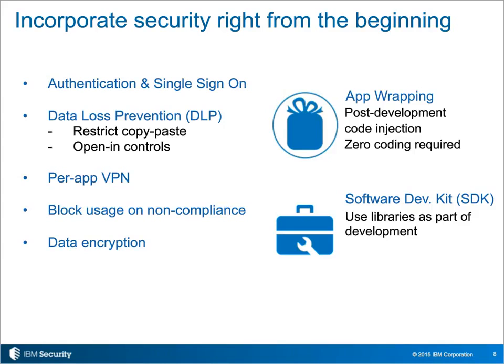But the way this is delivered to the apps themselves can be in two forms. The first one can be app wrapping, which is post-development code injection, and it doesn't involve any coding by you. All that the administrator has to do is get a hold of this IPA or APK file, depending on the platform, and upload it to MaaS360 in this case, and we can automatically wrap it for you and then distribute it to your users through our enterprise app catalog. Very simple approach, definitely adds some of these other restrictions or controls that you might need as an admin to manage this data on these applications.